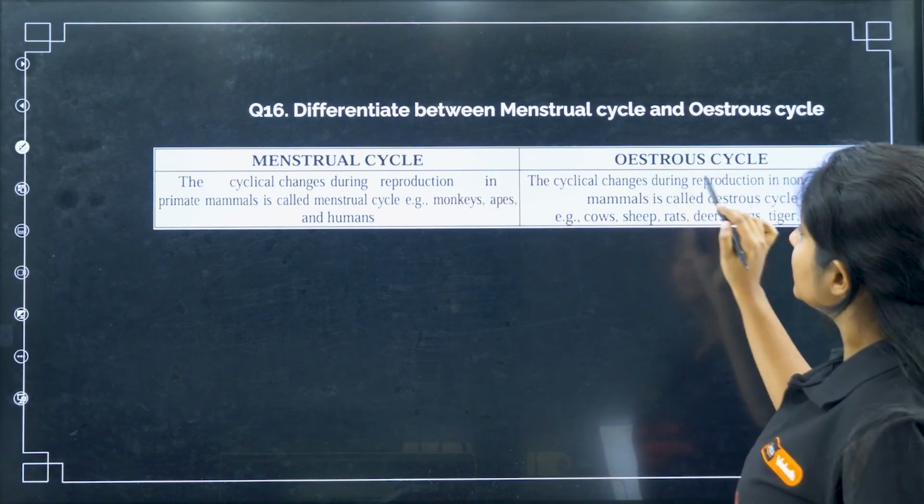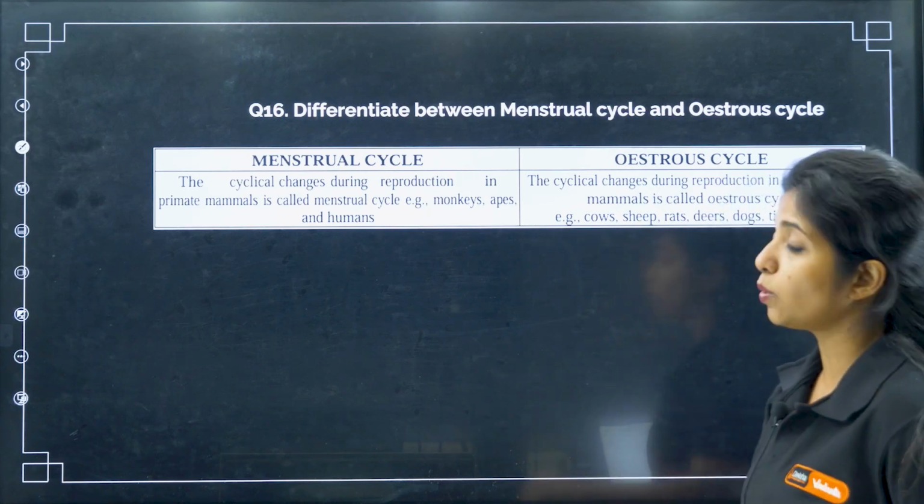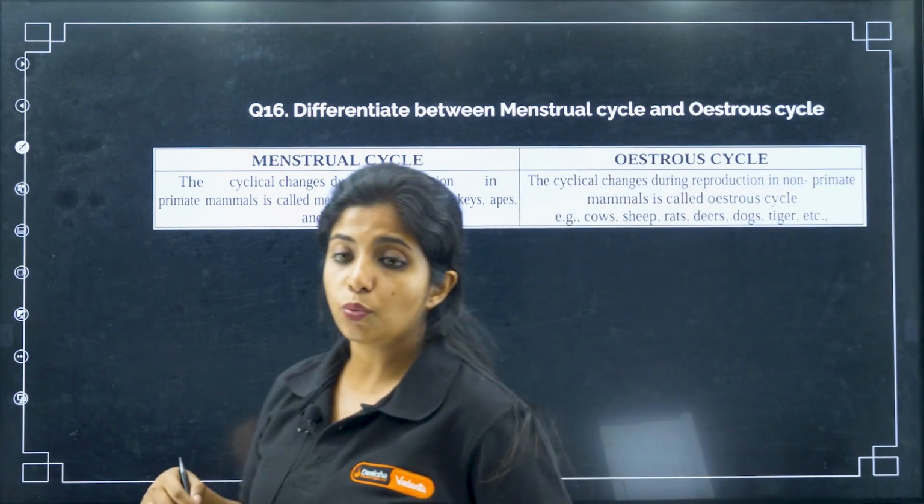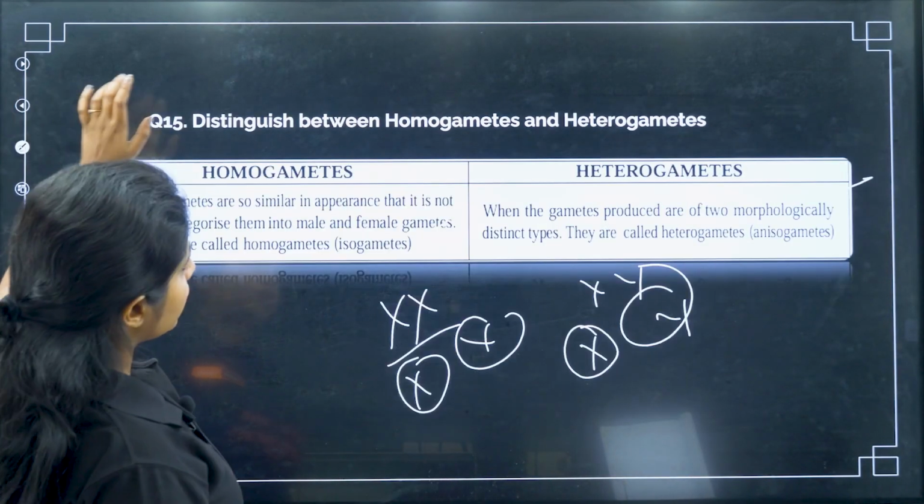Now, estrous cycle, the cyclic changes during reproduction in non-primates such as what? Cows, sheep and dogs, etc. It is what? Estrous cycle. Fine.